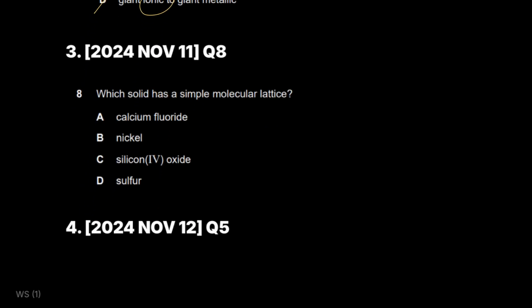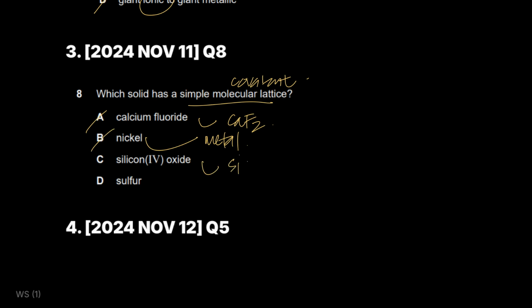Which solid has a simple molecular lattice? Simple molecular lattice, covalent bonding, right? But it must not be giant, right? So calcium fluoride is CaF2. This is ionic. So this is pretty logical. Nickel is a metal. This must be metallic. Done. Silicon(IV) oxide is SiO2. It is what? Giant molecular lattice. It's a molecular lattice, but giant. Sulfur is S8. And it is, in fact, a simple molecular lattice.